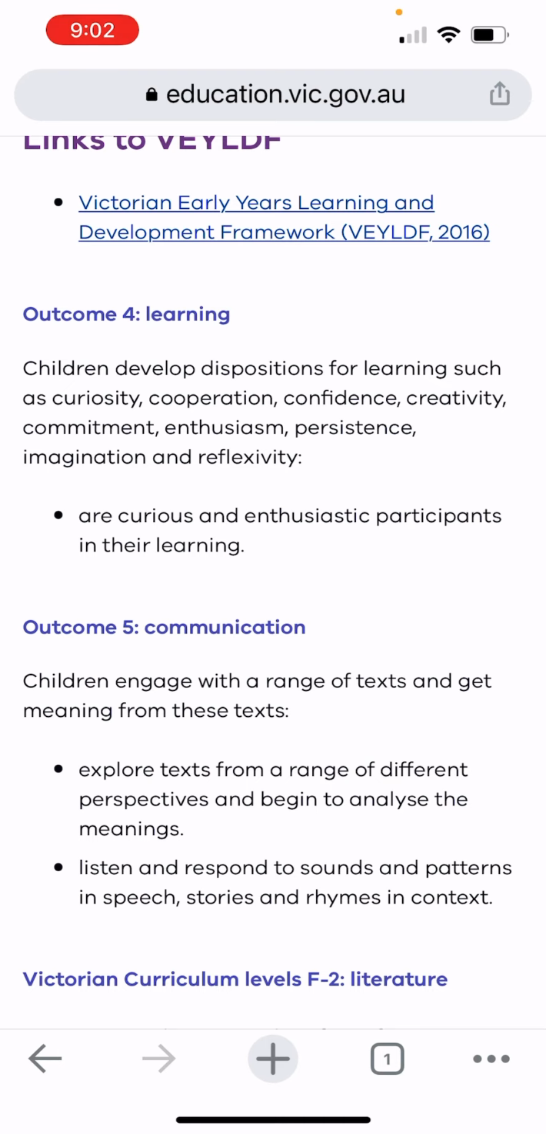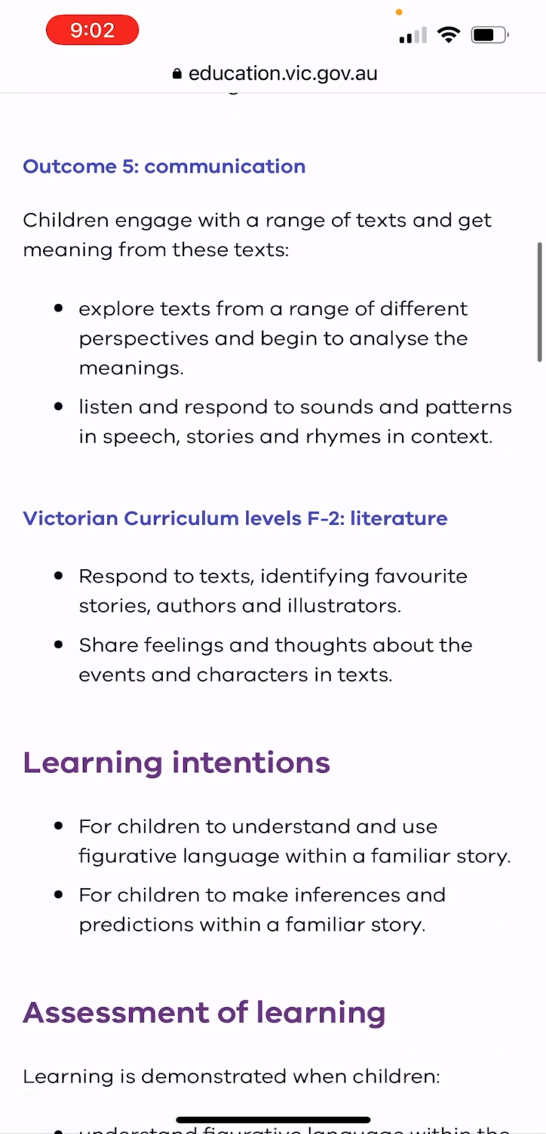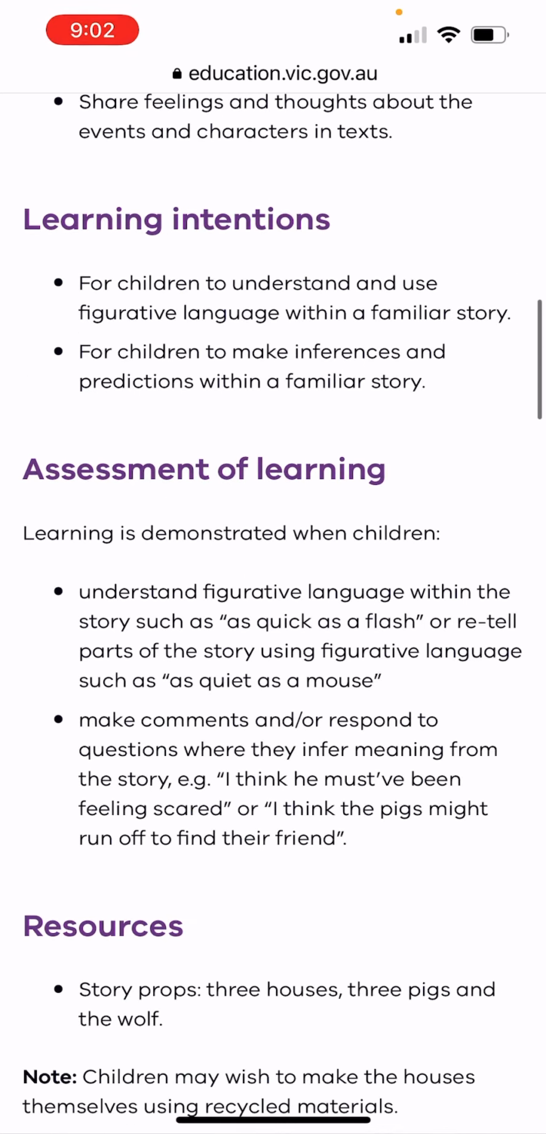Outcome 4: children develop dispositions for learning, absolutely, and communication. Children engage with a range of texts and get meaning from these texts. I always add outcome 5 when I talk about books, or if I read a book and we discuss the book, or it's a storytelling session. But you can learn more from these experiences. They also have learning intentions, which you can easily change into the goals.